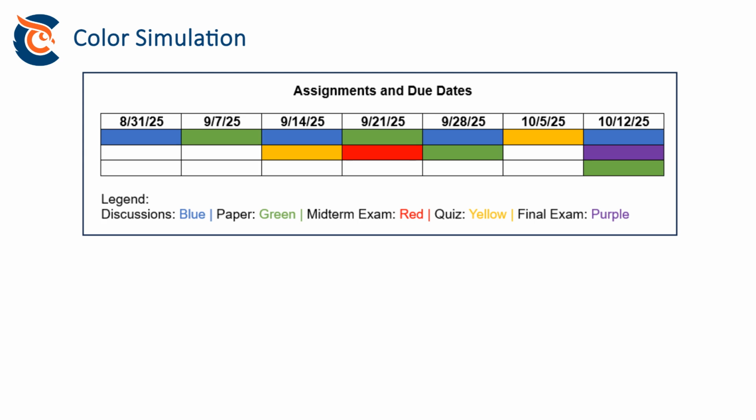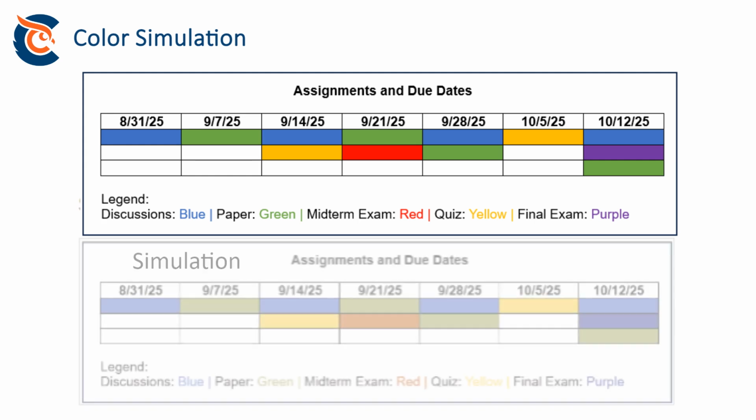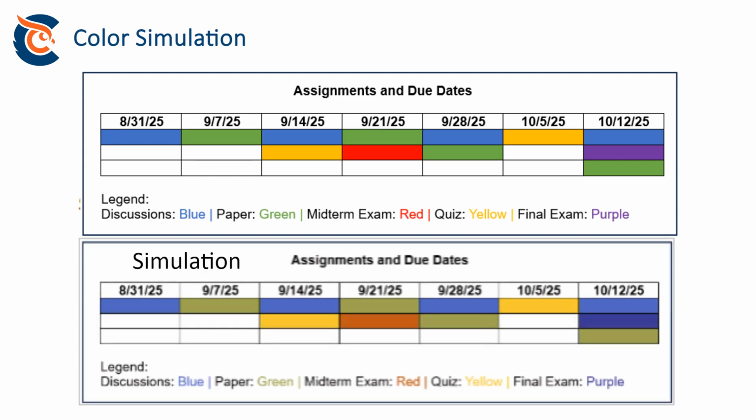Let's look at the results after this image is uploaded into the Pilestone Colorblind Vision Simulator. Notice the challenges that this table now presents to a colorblind student. The red is rust, green is olive, and purple appears blue. And it may be difficult to distinguish between the discussions and final exam due dates.